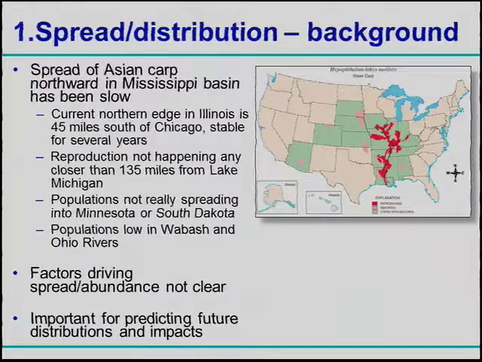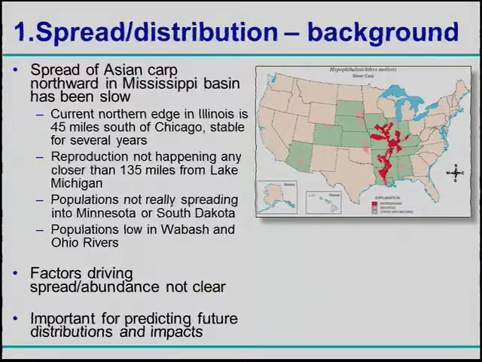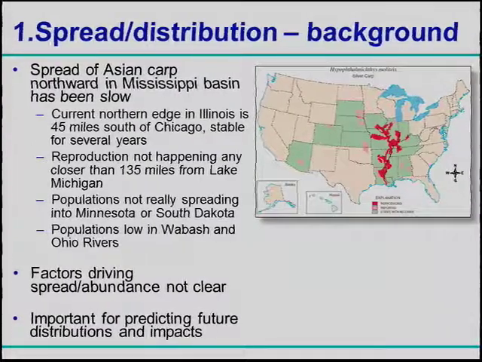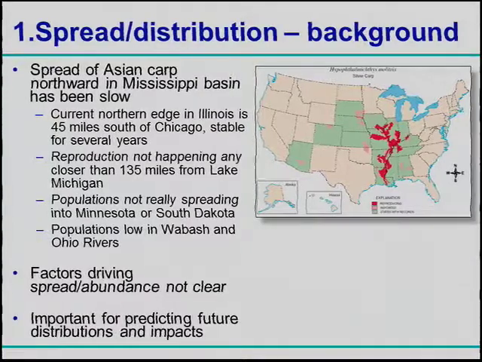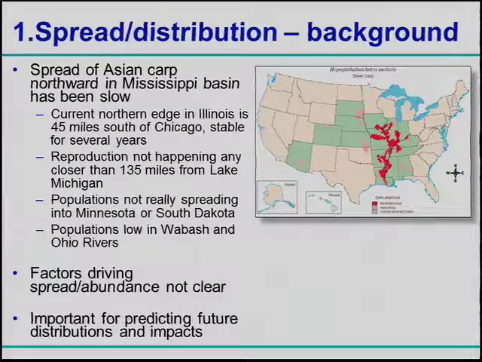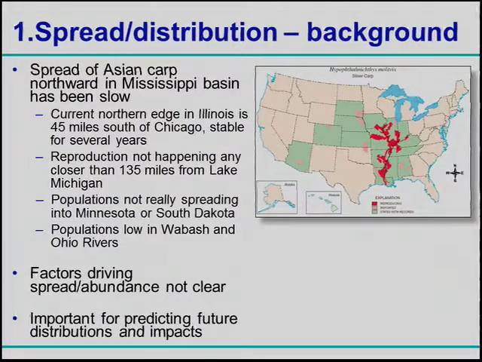So, spread and distribution. We can talk about where Asian carp are spreading and where they're not spreading, and I can look at this from a historical context. Right now, the leading edge, the northern edge of Asian carp within the Illinois River, is 45 miles south of Chicago. And the interesting thing is they've stayed about 45 miles south of Chicago for the past 3, 4, 5 years. They haven't really advanced past that yet.